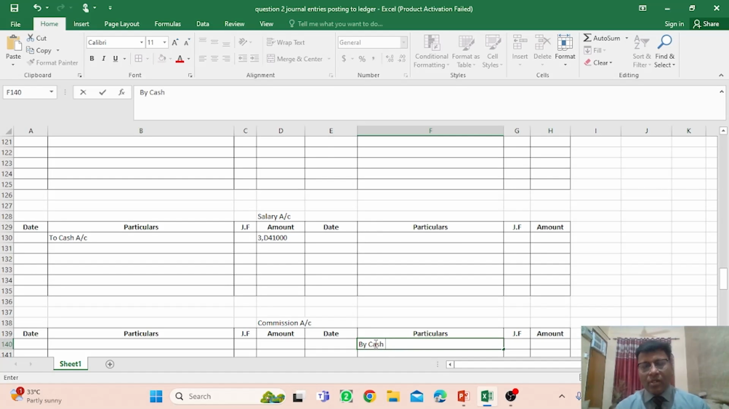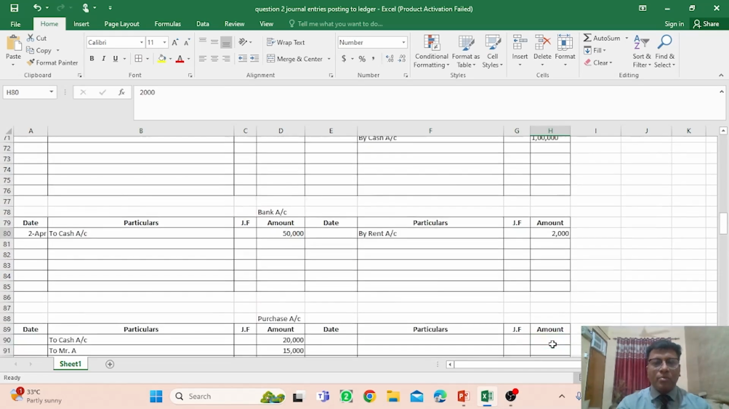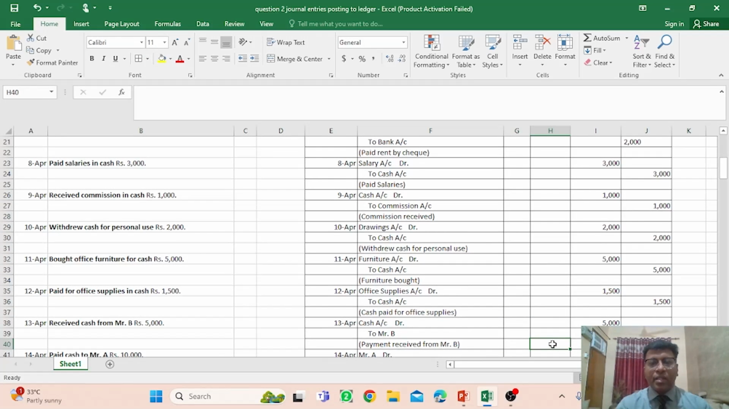cash, because commission was received, it is the income, and income is credited. So you can observe that we are writing as per the rule of the double entry system, that in the income account you are mentioning that through cash you are receiving this particular income, so you have to mention the cash account right over here. This is the amount, rupees 1000. Okay, so cash account debit to commission account, there was a particular entry of rupees 1000.